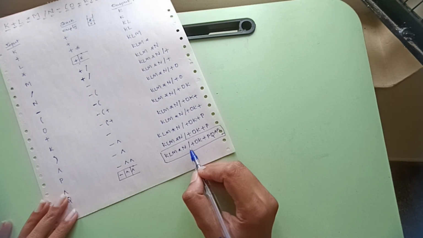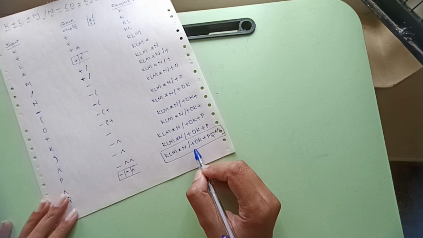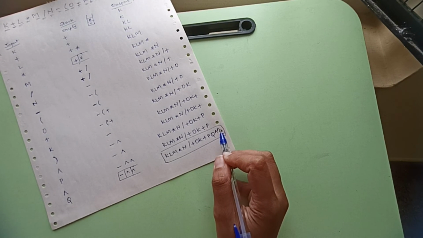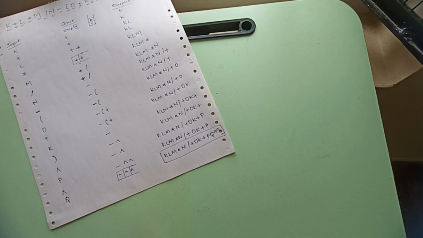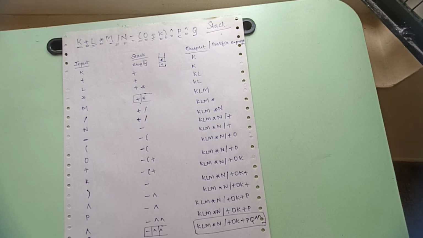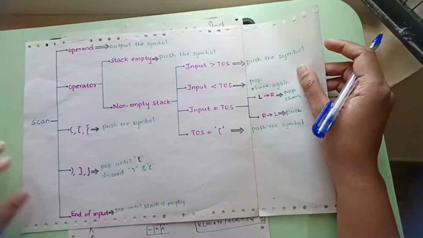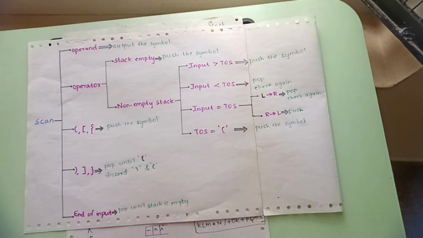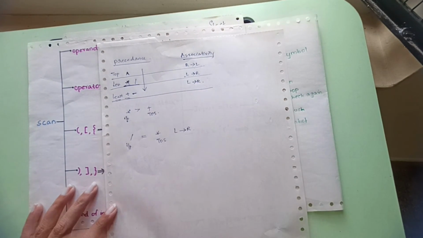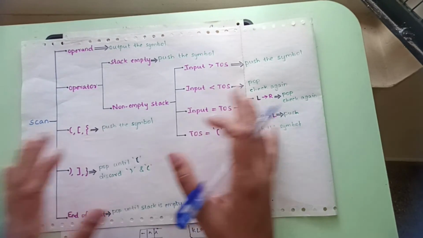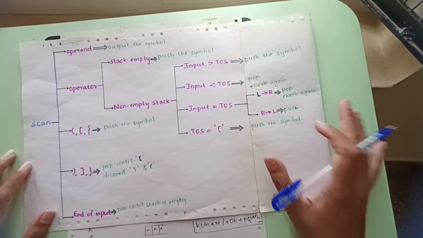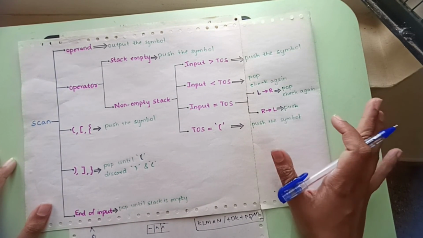KLM star n slash plus OK plus PQ exponential operator minus. In order to solve this question, we have used this rule chart and this precedence and associativity. So try to solve two or three questions from this area using the stack method so that these rules will be familiar to you.